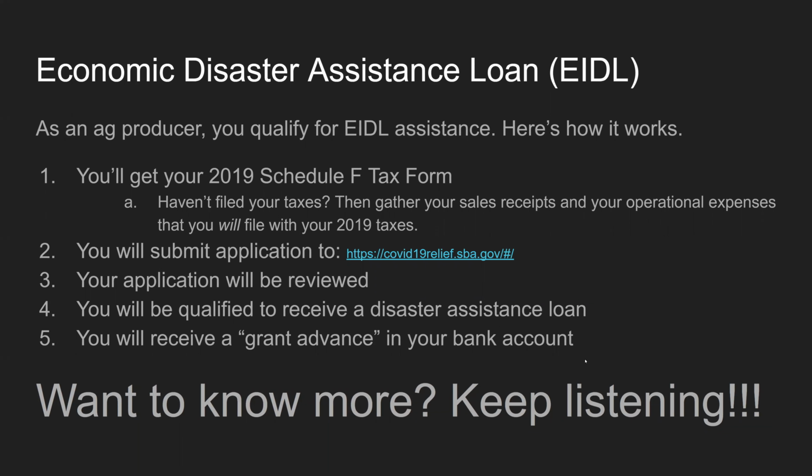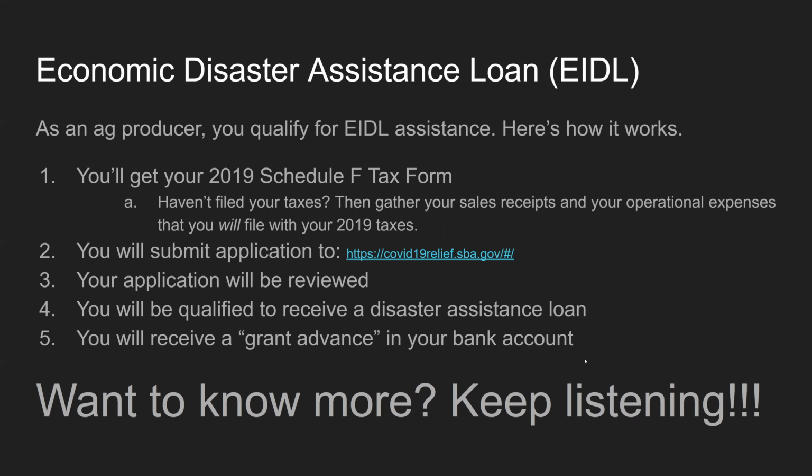The Economic Injury Disaster Loan, if you are an ag producer, you can qualify to apply for assistance. Basically how it works, it boils down into 5 steps to get started. First, you need to get your 2019 Schedule F tax form. If you haven't filed your taxes yet, that does not make you ineligible. It simply means you're going to have to put forth a little more effort pulling together your sales receipts and outlining your operational expenses so that you can fill out the application referencing the numbers that are required by the EIDL application.